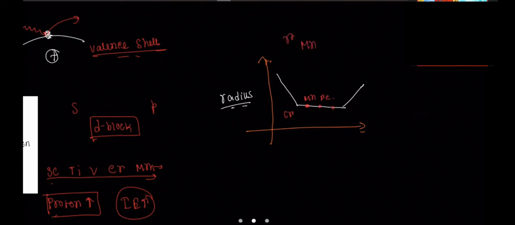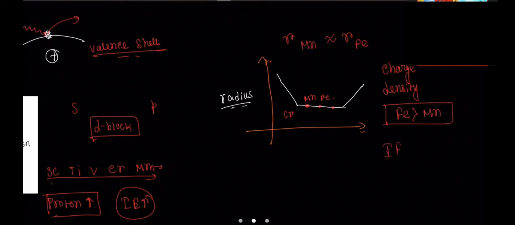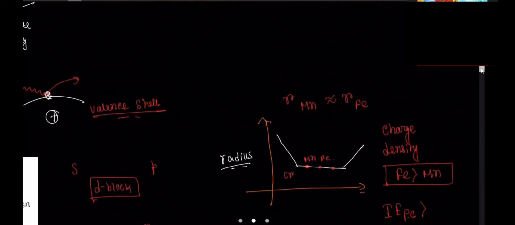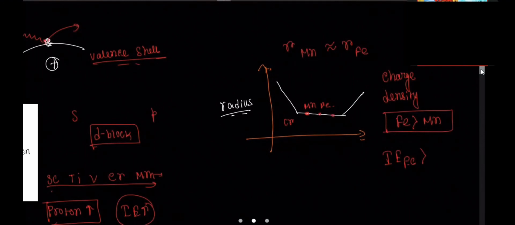So the manganese and the iron radii are almost comparable, but the number of protons are increasing, isn't it, when you're moving from manganese to iron. The nuclear charge is increasing. Okay, so the charge density is increasing as a result. The nuclear charge density of iron is more than manganese. That's why the ionization energy of iron is more than manganese. Okay, size remains the same, but the number of protons are increasing, so the charge density is increasing when you're moving from manganese to iron. As a result, the ionization energy is more.